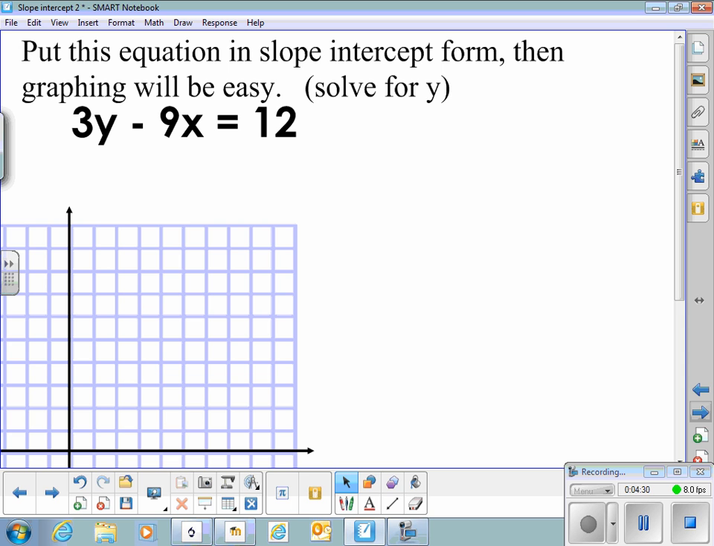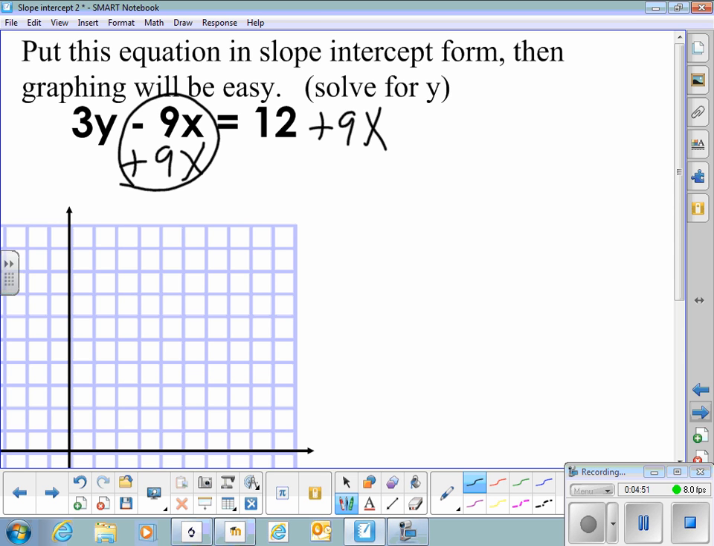So 3y minus 9x equals 12. First we would need to solve for y. That means get y all by itself. The opposite of subtract 9x is add 9x. Whatever I do to the left side, I have to do to the right side. So I have 3y plus 0 equals 12 plus 9x. Well, 1/3 of 3y is y. So let's divide each side by 3. That leaves us with y equals 4 plus 3x.